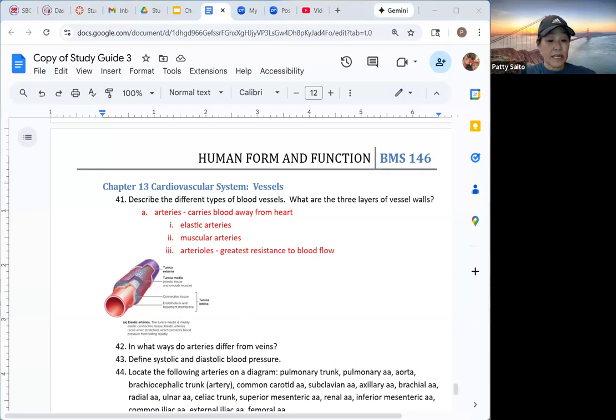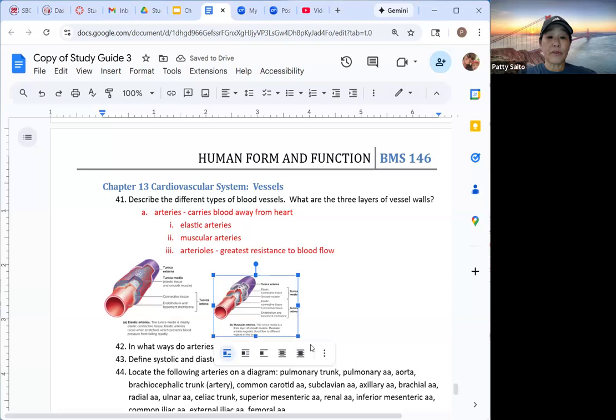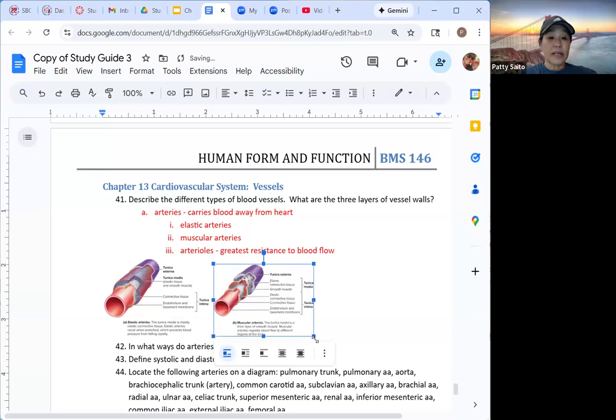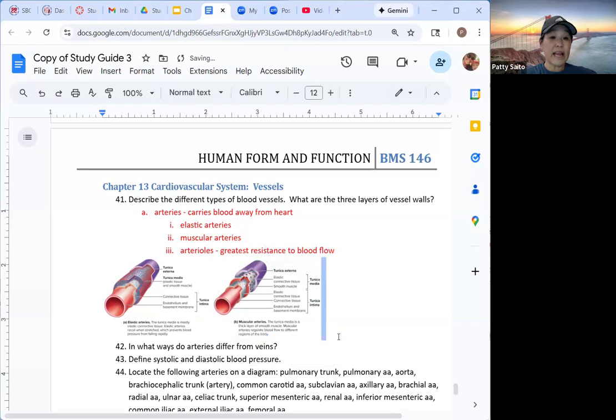The second type are muscular arteries, and the muscular arteries are next in line after the elastic arteries. They don't need as many elastic fibers, but they're still very muscular because the pressure is very high. Notice that there is a muscle layer; there is smooth muscle that surrounds all these vessels.